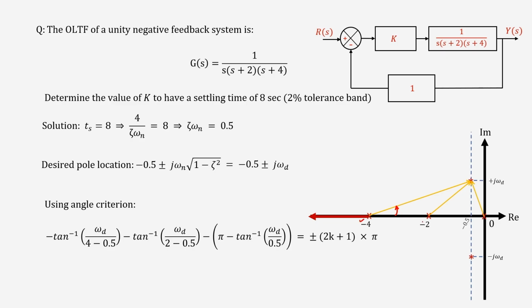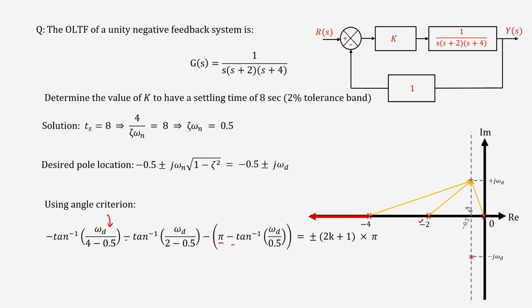See, again remember, all these three are poles, so they are the denominator, which means there will be a negative sign coming, okay. So we look at the first term. The magnitude here is 4 minus 0.5, and the magnitude on the imaginary part is omega d. So tan inverse of omega d by 4 minus 0.5. What will be the angle here? It will be 180 degree minus the angle here. So pi minus tan inverse of omega d by, so this is 0.5, so omega d by 0.5.